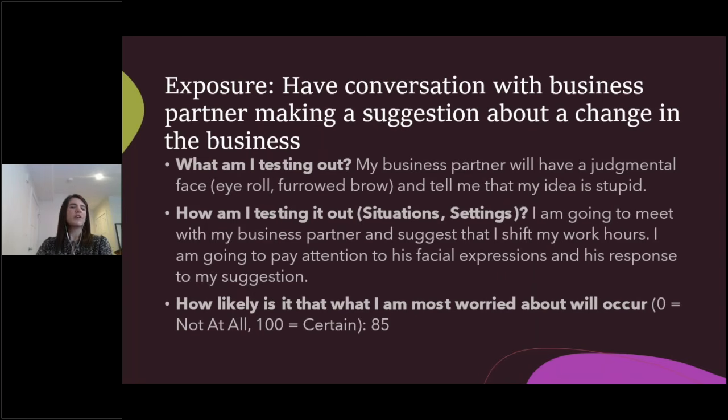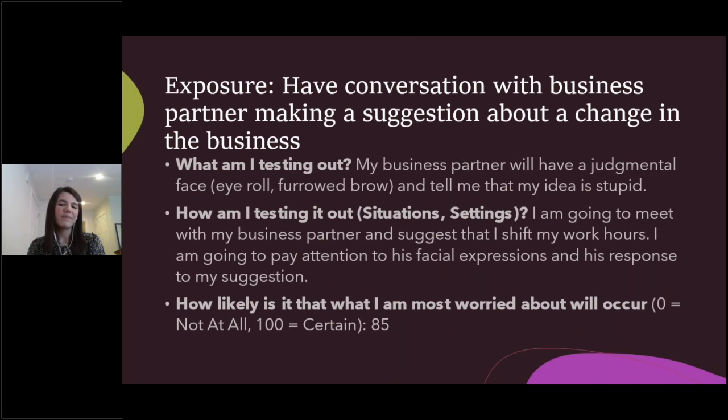Okay, so for the exposure, say we picked one of those exposures from the list: have a conversation with his business partner, making a suggestion about a change in the business. So this would be the exposure, either the pre-exposure worksheet, however you want to develop it, asking these questions. What am I testing out? Tom would say, my business partner will have a judgmental face. He will roll his eyes, have a furrowed brow, and tell me that my idea is stupid.